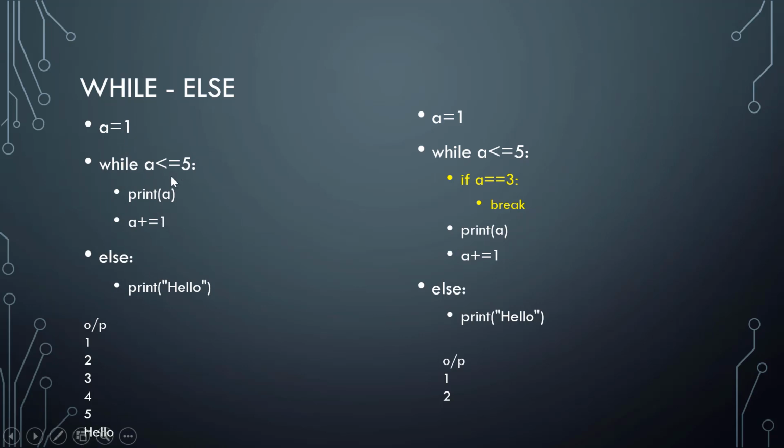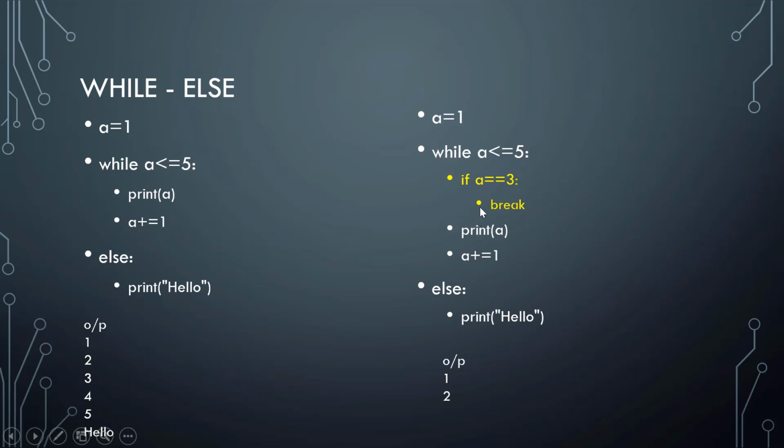Okay, so a value 1, 1 less than 5. Yes, it will come here. Value 1 is printed, a plus equal to 1, 2. 2 less than or equal to 5, 2 will be printed. 3 less than or equal to 5. Yes, a equal to 3, break, stop. If the loop is stopped, then else will not be printed.